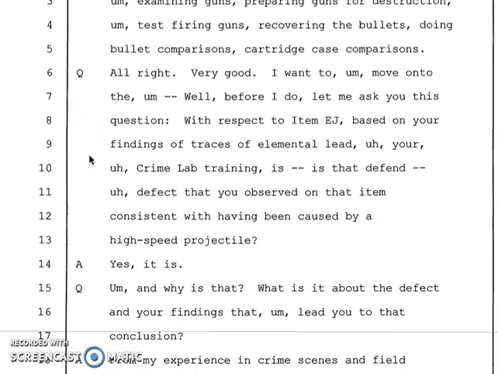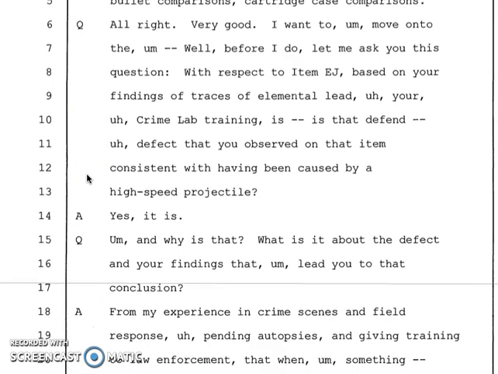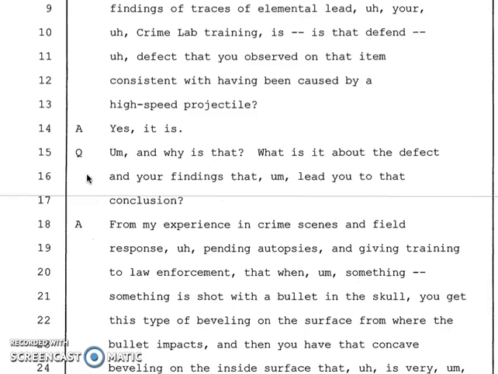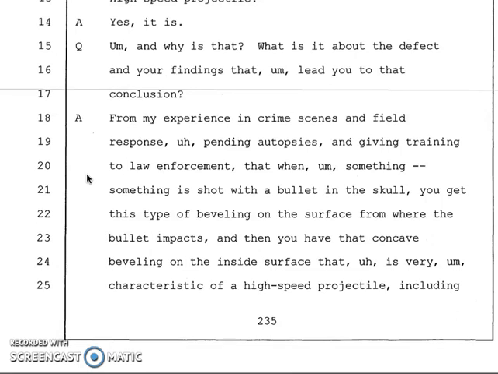All right, very good. I want to move on to the, well, before I do, let me ask you this question. With respect to item EJ, based on your findings of traces of elemental lead, your crime lab training, is that defect that you observed on that item consistent with having been caused by a high-speed projectile? Yes, it is. And why is that? What is it about the defect and your findings that leads you to that conclusion?